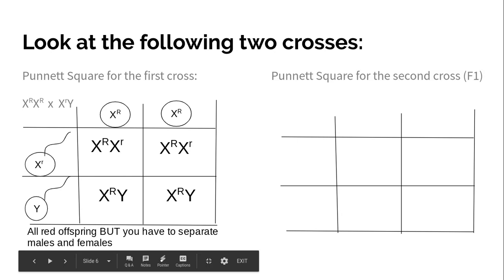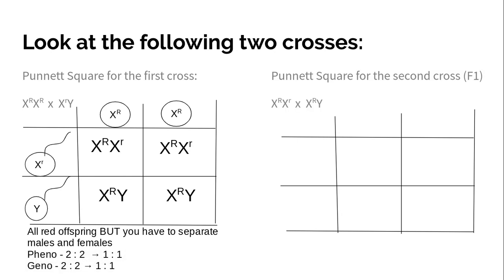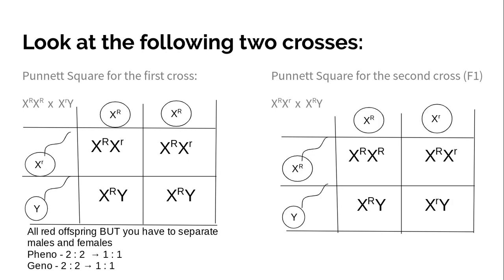Okay, so then we take a second cross, and we are going to cross what we had in the first one. So these 2 guys. So this is now my F1 generation, sorry. I'm going to take this and I'm going to cross it with this. Again, I'm going to separate out my gametes, place them in my Punnett square.